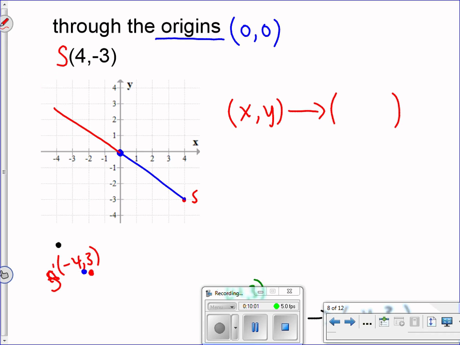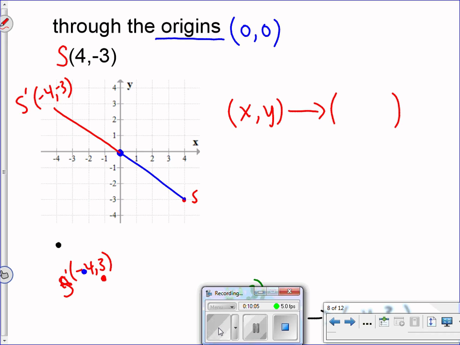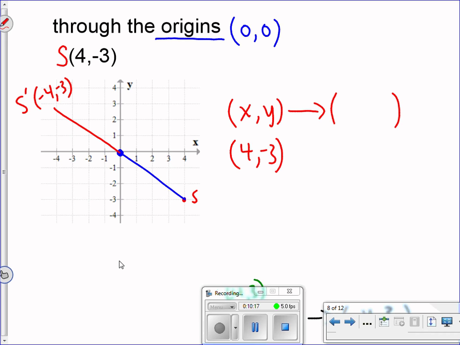Get rid of that. Kind of a mess. And there we have it. Okay, so let's see if we can work together. I'm going to have you put me on pause and see if you can come up with a rule. Now, take a look. We have this original point, 4 comma -3, and when you reflect through the origin, it maps to -4 comma 3. Sorry, not -3, +3.